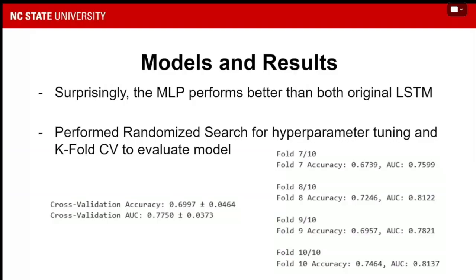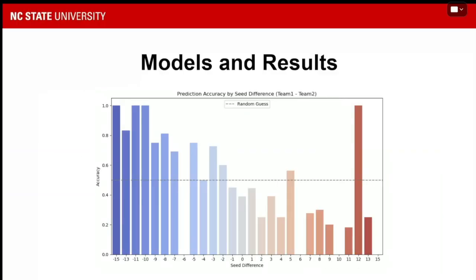And with this model, some of the other stuff is we had performed some level of hyperparameter optimization, so k-fold hyperparameter tuning with randomized search, and then k-fold cross validation to evaluate. To visualize the results of that MLP, this is the prediction accuracy by the seed difference. Oh, sorry, go ahead. Sorry, this is not on my slide. Yep. So here, as we were going off, you can see the difference between the seeds.